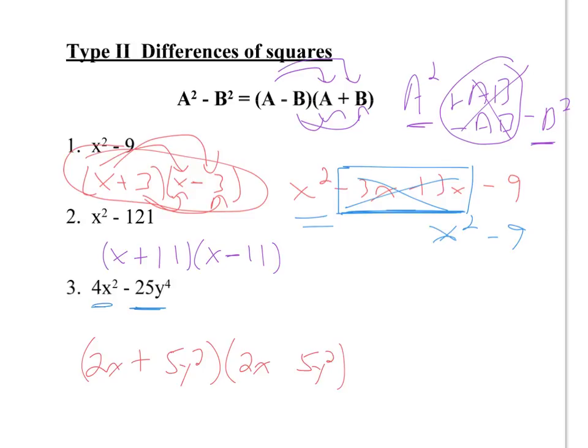It doesn't really matter which. I could have done minus plus if I wanted to, but I didn't. If I FOIL this back out, I'm going to get 4x squared, minus 10xy squared, positive 10xy squared. Those terms cancel out. And then I have negative 25y to the fourth. There's my answer. This is my product form. This is my factored form.